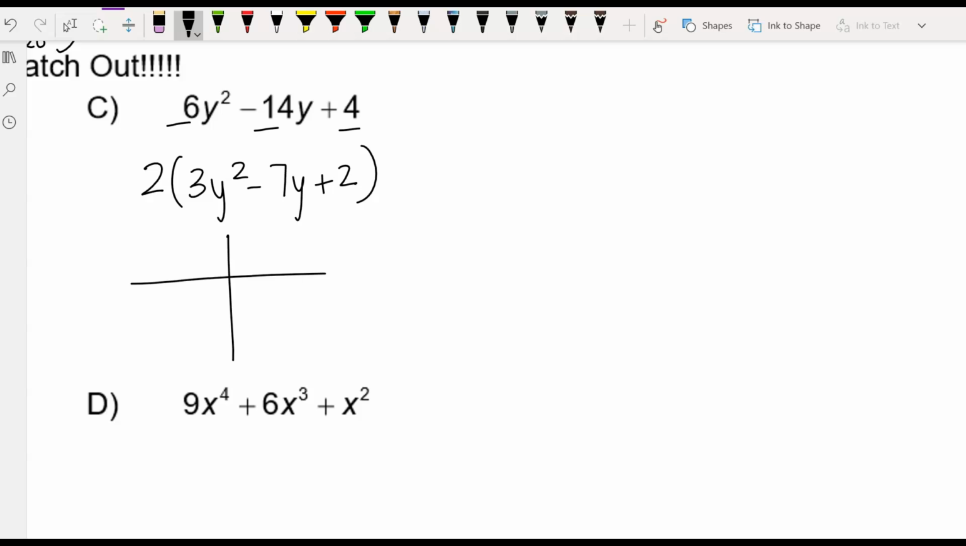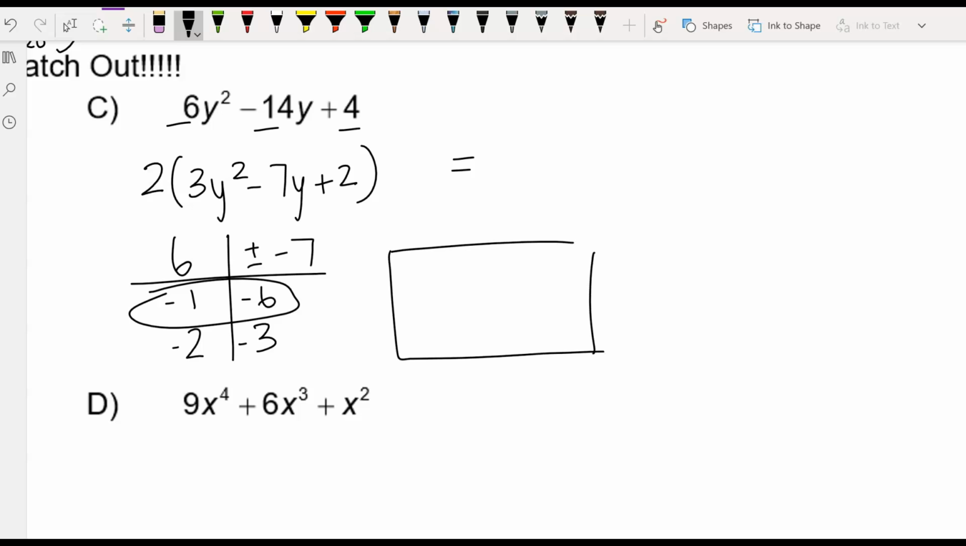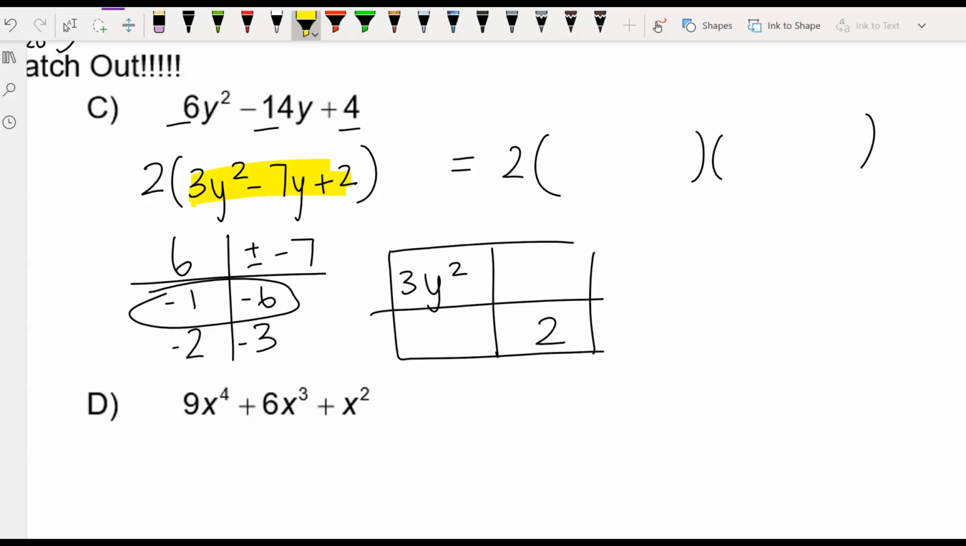So 3 times 2, we get 6. We want it to add or subtract to make -7. So we have 1 and 6, and 2 and 3. So it's a negative positive, so that means both of these will be negatives, and it will be that -1 and -6. So you have 2 in front, so make sure that that gets in front. So make sure you do the second one when you're putting it in your box.